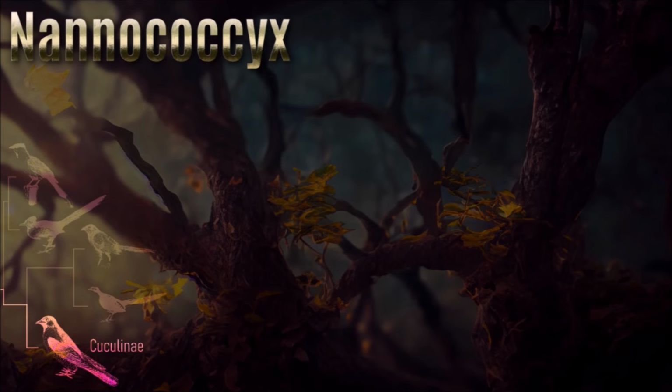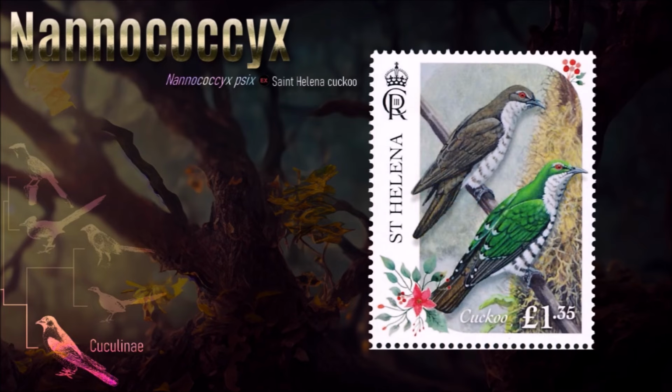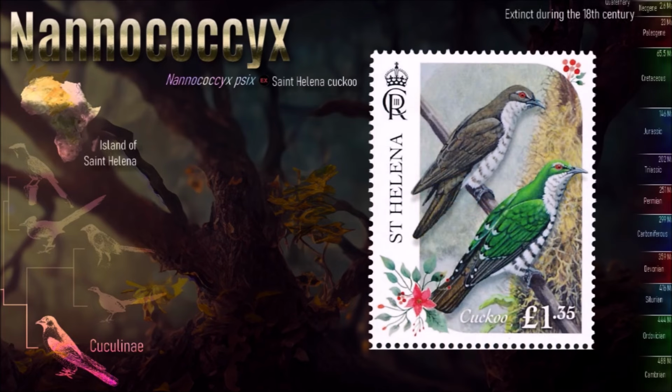The St. Helena cuckoo was confirmed to have previously existed by a single humerus. Compared to other cuckoos, it was relatively small, and it probably lived in forests on the island of St. Helena. Its extinction was a result of deforestation on the island in the 18th century.